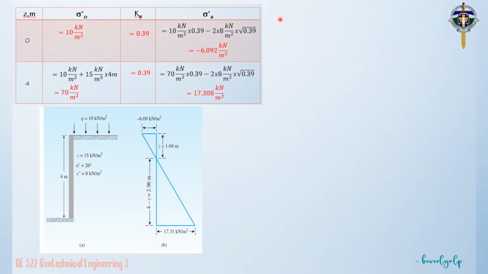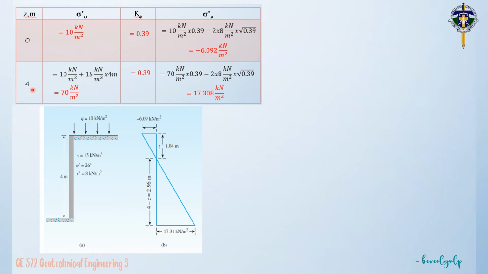So after tabulating, after being able to solve the values of active earth pressure, we can now plot the diagram. So below is the pressure diagram for the active earth pressure. At z is equal to 0, the value is negative 6.092. Since it's negative, we go to the left side, and this is negative 6.09. So there is a little discrepancy. It's because I used 3 decimals in the calculation.